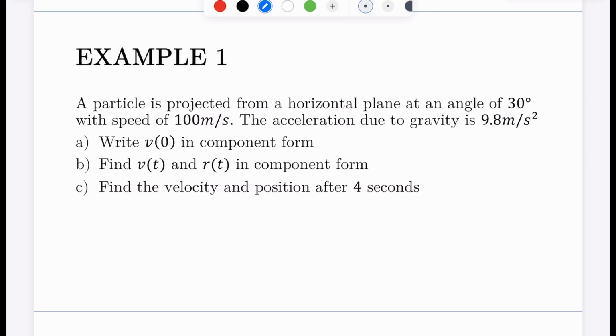Okay, now that we've derived all of the equations, let's have a go at this basic question to put all of the gibberish that we've learned into practice. So hopefully it makes a lot more sense. Okay, let's take a look at this example.